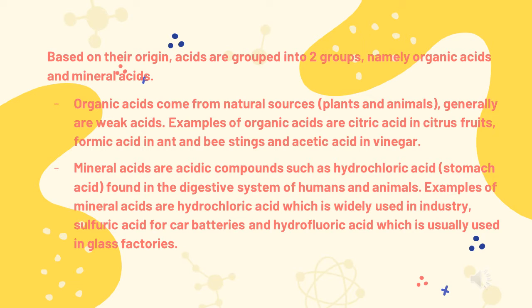in vinegar. Meanwhile, mineral acids are acidic compounds such as hydrochloric acid, stomach acid, found in the gastric system of humans and animals. Examples of mineral acid are hydrochloric acid, which is widely used in industry, sulfuric acid for carbohydrates, and hydrofluoric acid, which is usually used in glass factories.